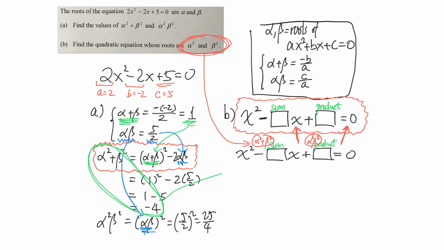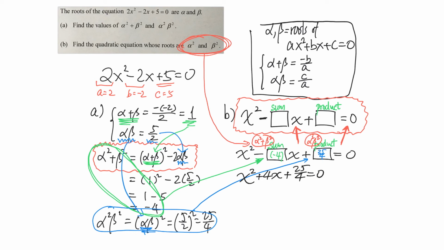So we just substitute this in this place, that is negative 4. And then for the product here, we have 25 over 4, so we substitute the product here, 25 over 4. So it's actually done already. x squared plus 4x plus 25 over 4 equals 0.